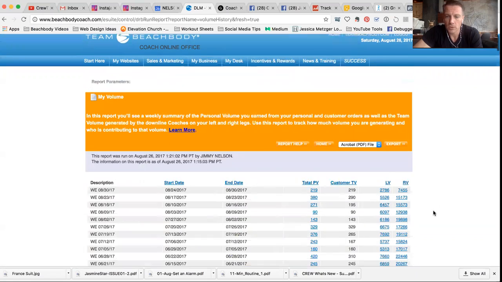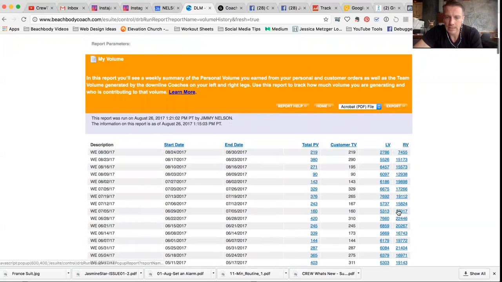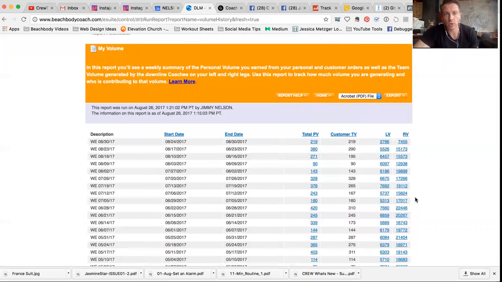Go to my volume, you'll see I can go down and see that there have been many, many weeks for this particular CBC where the right leg is substantially higher than the left. That means there's volume left over every week, what we call carryover volume. That carryover volume stays as long as you remain an active coach, which means if you stay on your Shakeology Home Direct, you stay an active coach. You don't have to worry about it, because the minute you go inactive, all this extra volume that you're accumulating goes away. It's what they call it flushes.